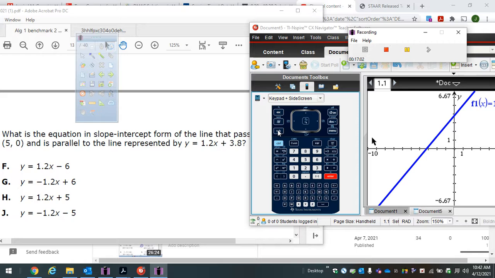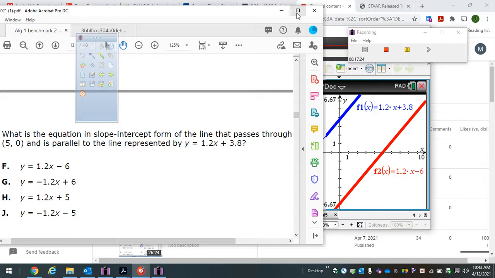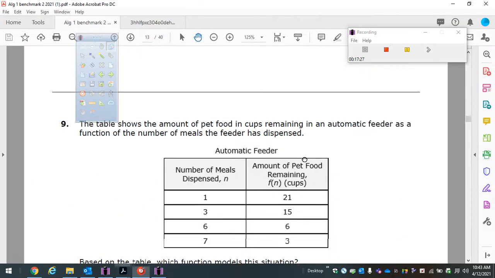I'm going to go right here and press tab and then graph the other one at 1.2 x minus 6. And now what I'm saying is just see if it goes to that one, 5, 0. Does it go to 1, 2, 3, 4, 5, 0? It goes to it. Now you see they're parallel? Answer. So you can graph them, or you can just do the work I did. Sky's the limit how you want to approach it.